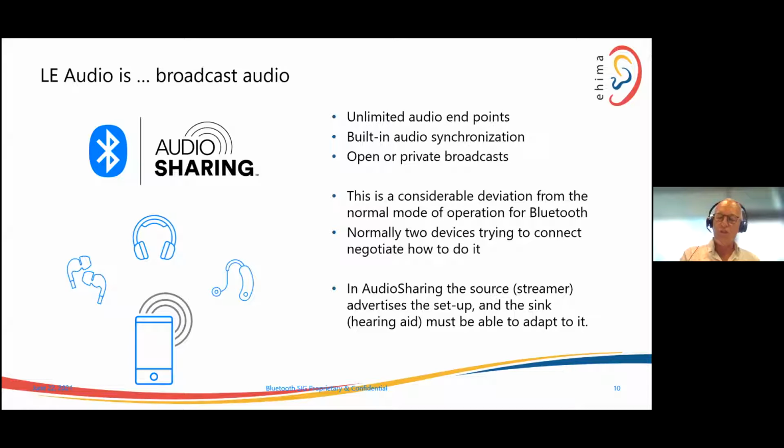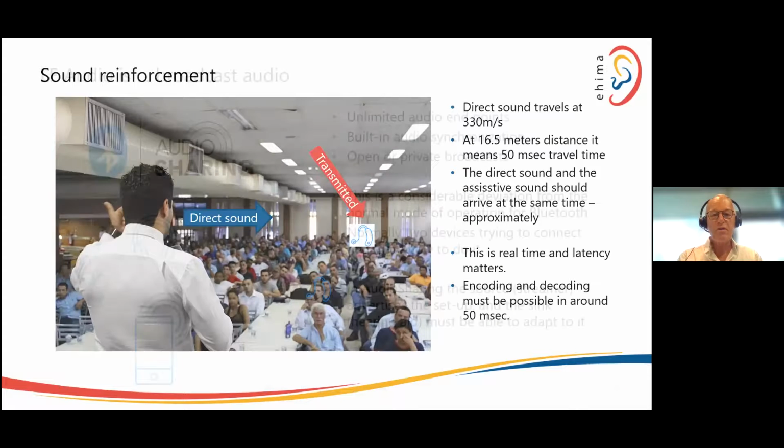So if you want to pick up a broadcast sound, you should be capable of aligning yourself with the information in the broadcast advertising.